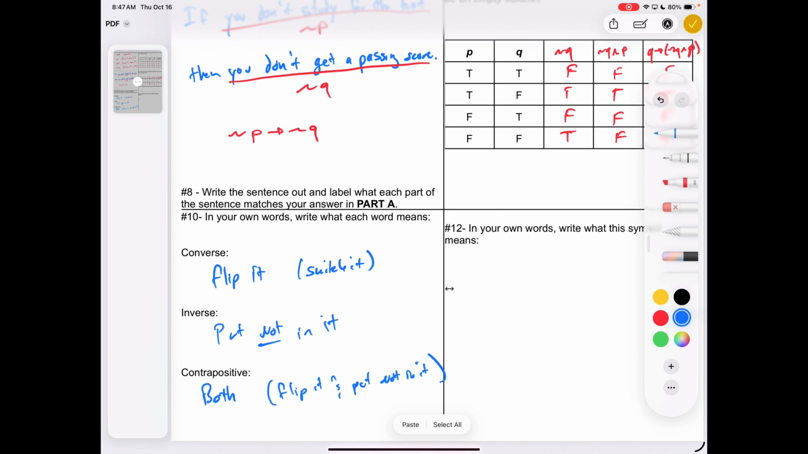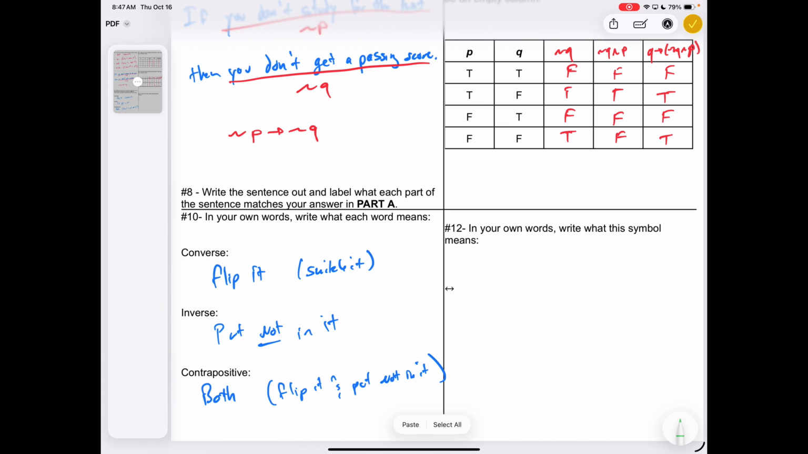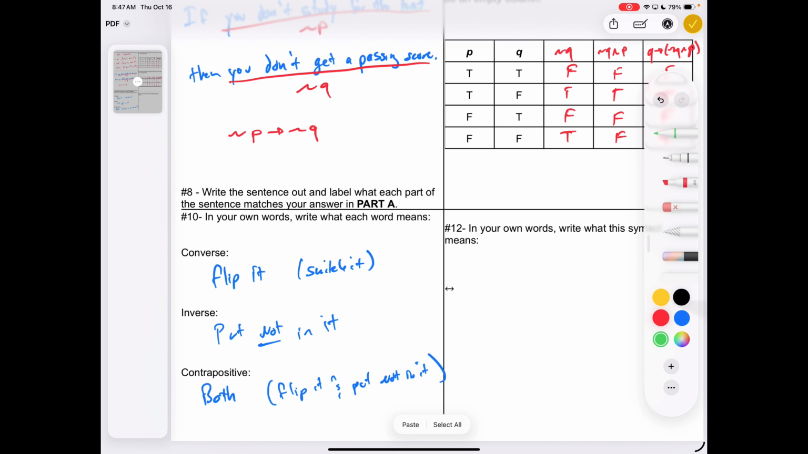And then since we're right here, let's go ahead and answer this other one in your own words, right? What that symbol means, if and only if. We don't do anything with that. That's called the biconditional, but you don't need that.